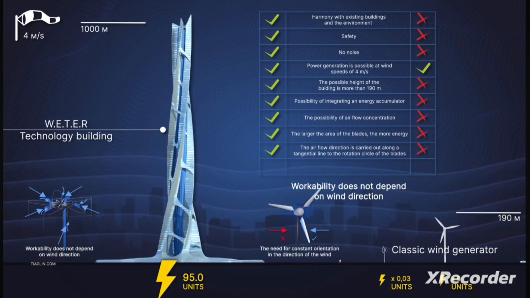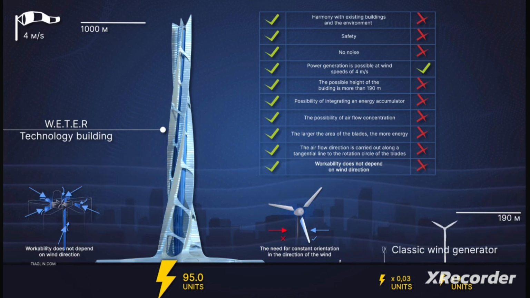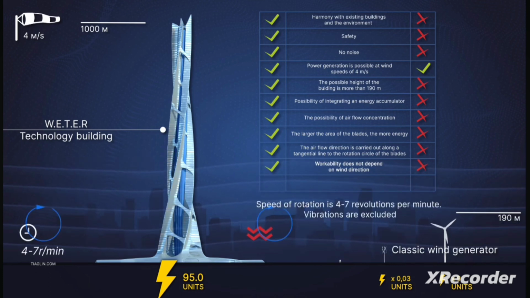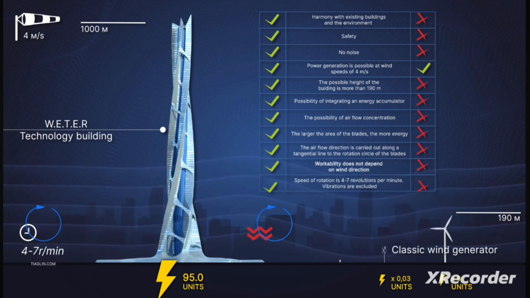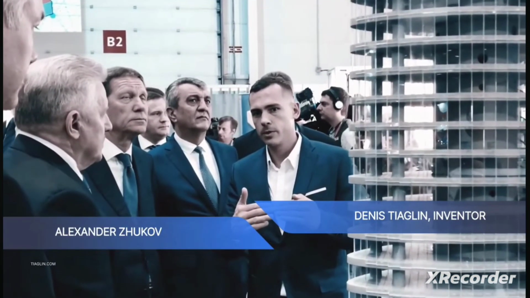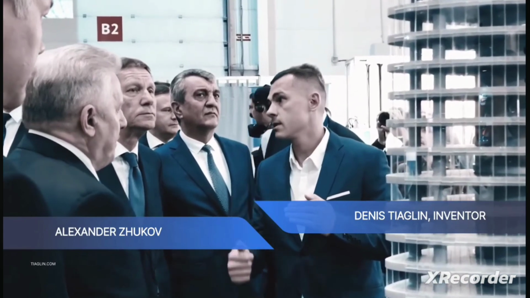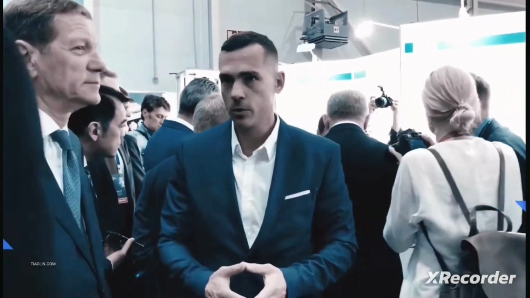Workability independent of wind direction. Speed of rotation 4 to 7 RPM. Vibrations are excluded. The energy industry is ready to take a step into the future. This was the statement with which the experts of the international forum called Technoprom started the discussion.